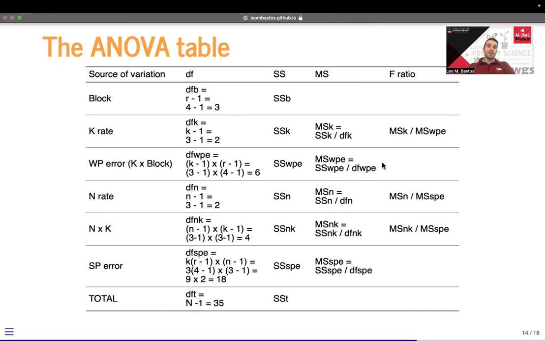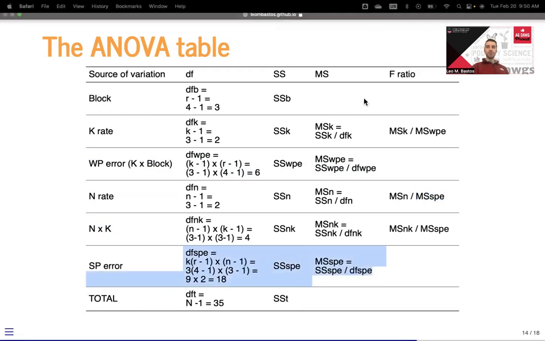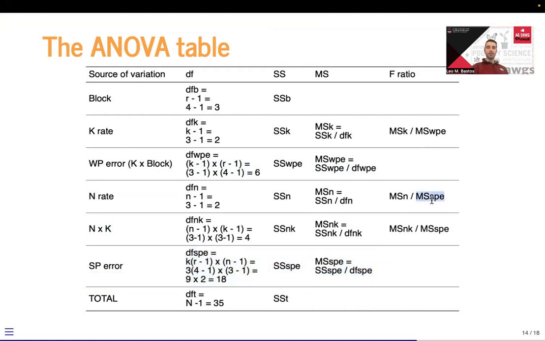With all that, another thing for you to notice is that when we're testing the whole plot treatment factor, which in this case is potassium rate, the F ratio is based on the mean squares of the whole plot error, which again is this one here. When we get to the split plot treatment factor, which is nitrogen rate, and then the interaction between nitrogen and potassium, these two terms should be tested by the mean square of the split plot error, which is this one here.